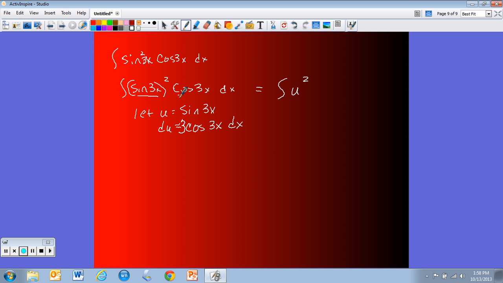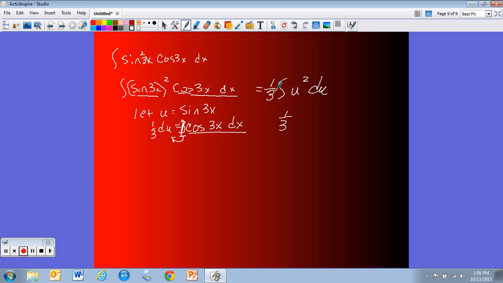And then I've got cosine 3x dx. All of that will get to go away and get replaced by a du. No, not just a du. Move that 3 over: a 1/3 du. So I'm going to put the du here. I could put a 1/3 here, but I prefer to bring it to the front. So it's just like that. And then we go and integrate.